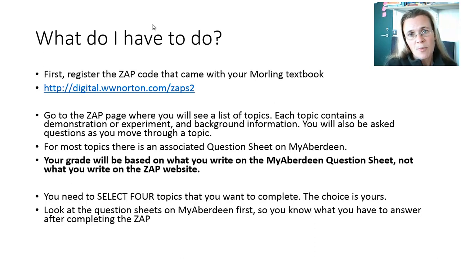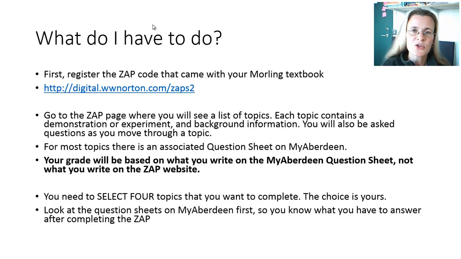And some of those topics have got a question sheet associated with them on My Aberdeen. It's those question sheets on My Aberdeen that you will have to submit to Turnitin later on. When you are on the ZAP website, it will ask you questions as well. You have to type things up. But that is not what we will be looking at. We don't do anything with that. It's really based on what you submit to My Aberdeen through the question sheet. So you need to select from that list 4 topics, any topics you like, just based on what you're interested in, 4 topics that you want to complete.